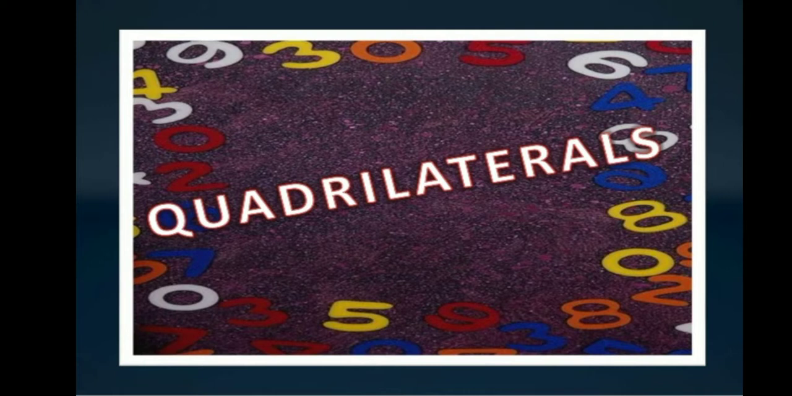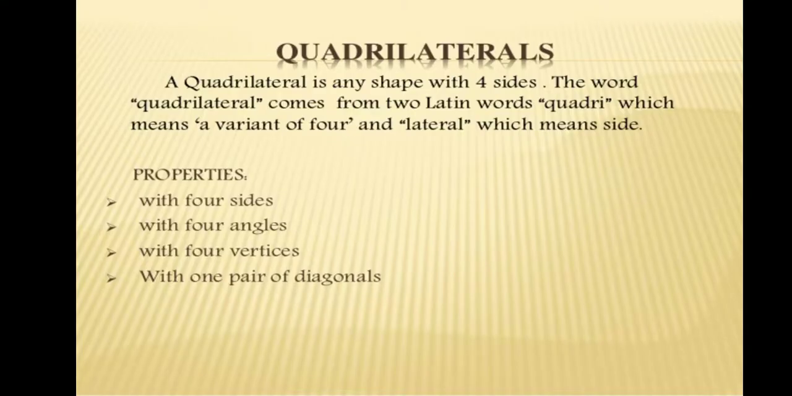What are quadrilaterals? First of all, you should know what polygons are. Polygons are closed figures formed by straight lines. The four-sided polygon is called a quadrilateral. A quadrilateral is any shape with four sides. The word quadrilateral comes from the Latin word quadri, which is a variant of four, and lateral, which means side. It has four sides, four angles, four vertices, and two diagonals.